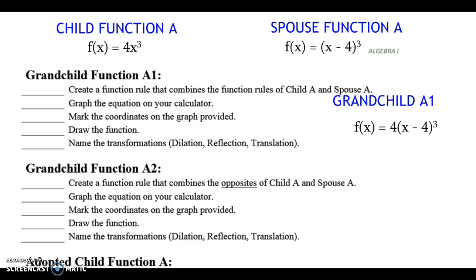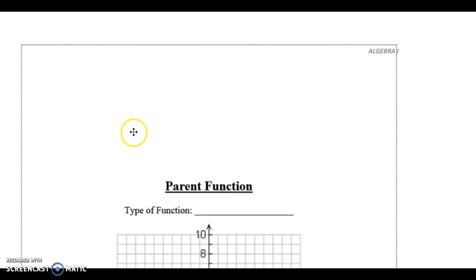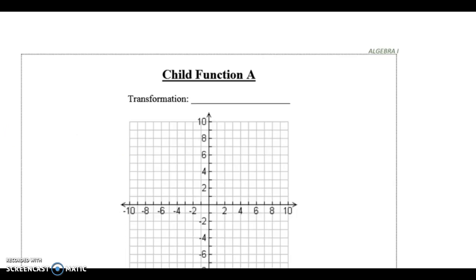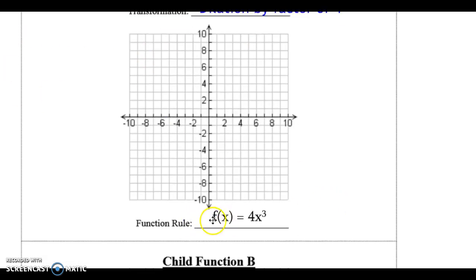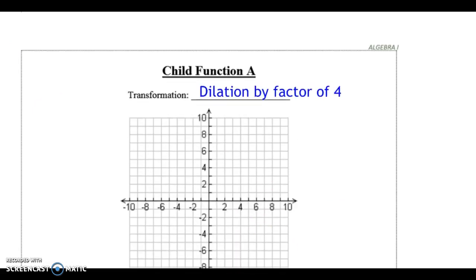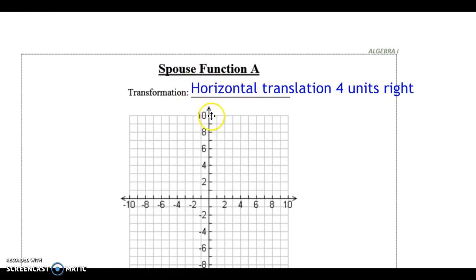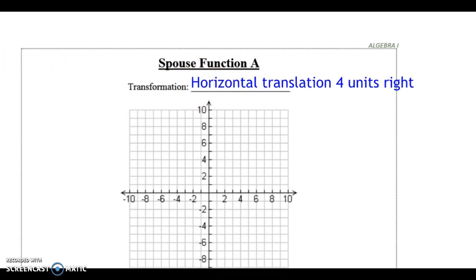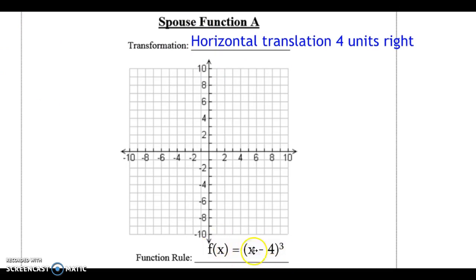Here was a popular question that I got via email. So if we were to continue using that same example, child function A would have the transformation that we said before. Looks like this. So you would write out the transformation by hand, dilation by a factor of 4. Then underneath you would write the function rule, otherwise known as the function or the equation. That's a dilation by a factor of 4. So that's for child function A. Then spouse function A would look very similar, except it would have the other transformation that we had. So you can see that spouse function A has a horizontal translation 4 units right, and it's the same function rule or the same equation that we had before.